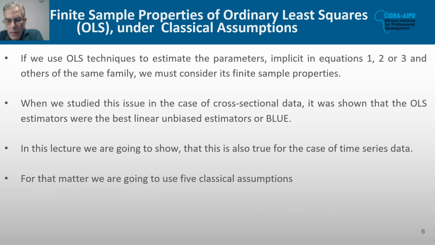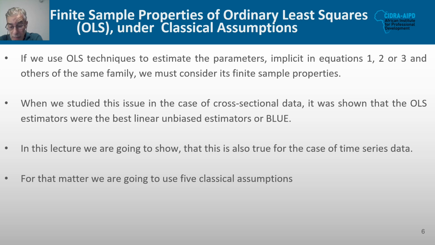Well, let's discuss a little bit the finite sample properties of ordinary least squares under classical assumptions. If we use the technique of ordinary least squares that you already saw in the case of cross-sectional data to estimate the parameters implicit in equations 1, 2, and 3, and many others of the same family, we must consider its finite sample properties.